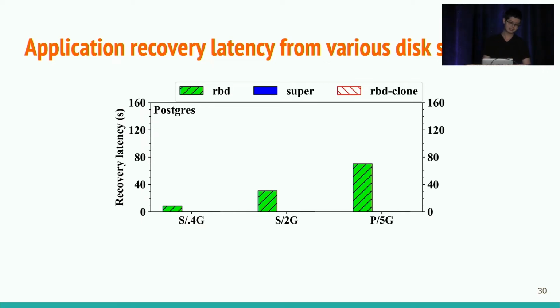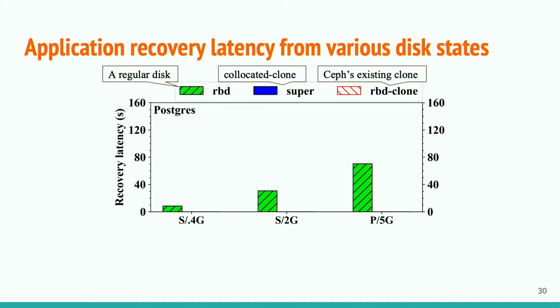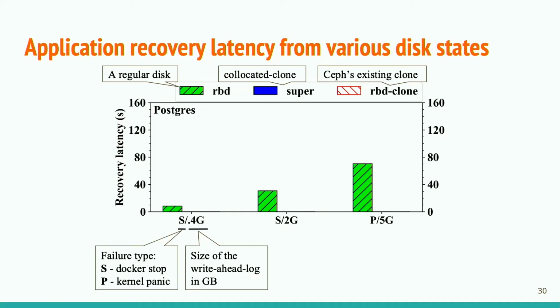So we start by looking at the application recovery latency from various disk states. Here are the three disk types that we mentioned. On the x-axis is the disk state represented by two parameters. The letter on the left is the failure type. We emulated two types of failures: a clean failure that allows for some cleanup by synchronously stopping the Docker container, and an unclean failure that injects a kernel panic without any chance for cleanup. And the number on the right is the size of the database write-ahead log. And on the y-axis is the recovery latency.